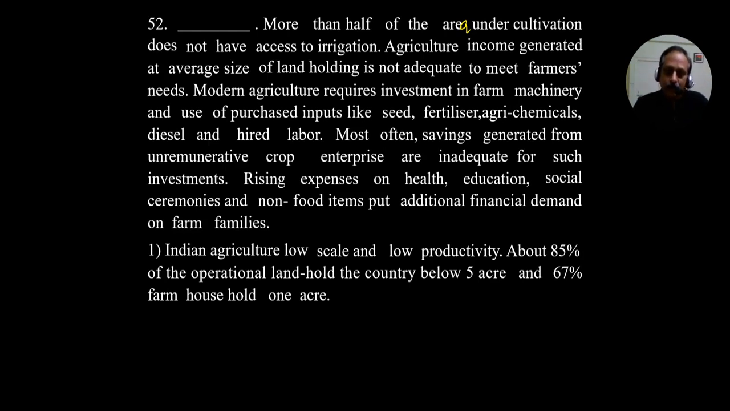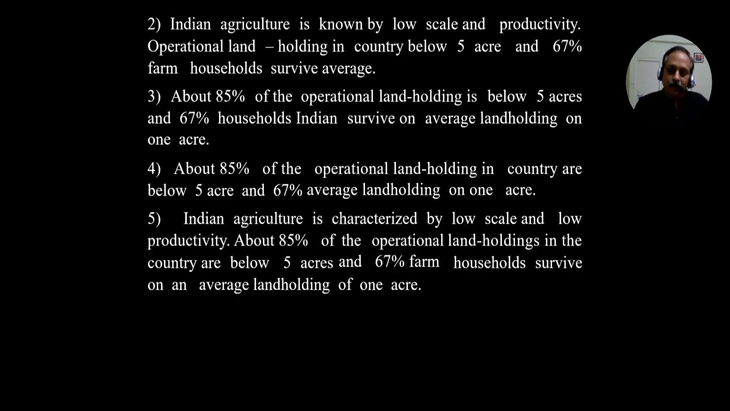Indian agriculture, low scale and low productivity. Now here, at the outset, you can reject this. What is the reason? The verb is missing. Indian agriculture is known for low scale and low productivity, but there is no verb. When there is no verb, it is not acceptable. Reject the first option. Indian agriculture is known by, usually we say known by low scale and productivity.